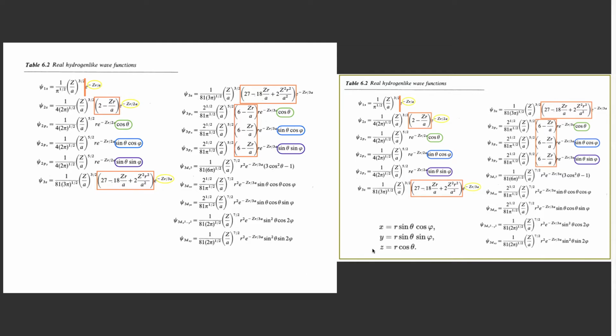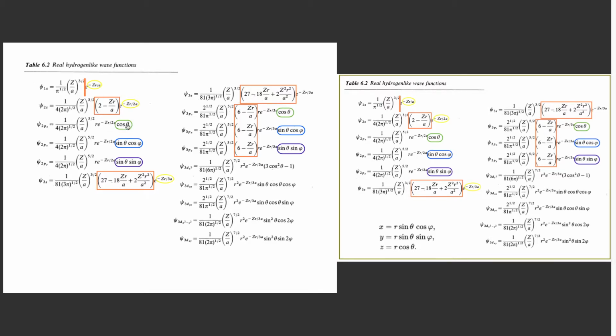If you recall that r cosine theta is the z component in the spherical polar coordinate system, you'll notice that there's an r cosine theta factor here in the pz orbital.